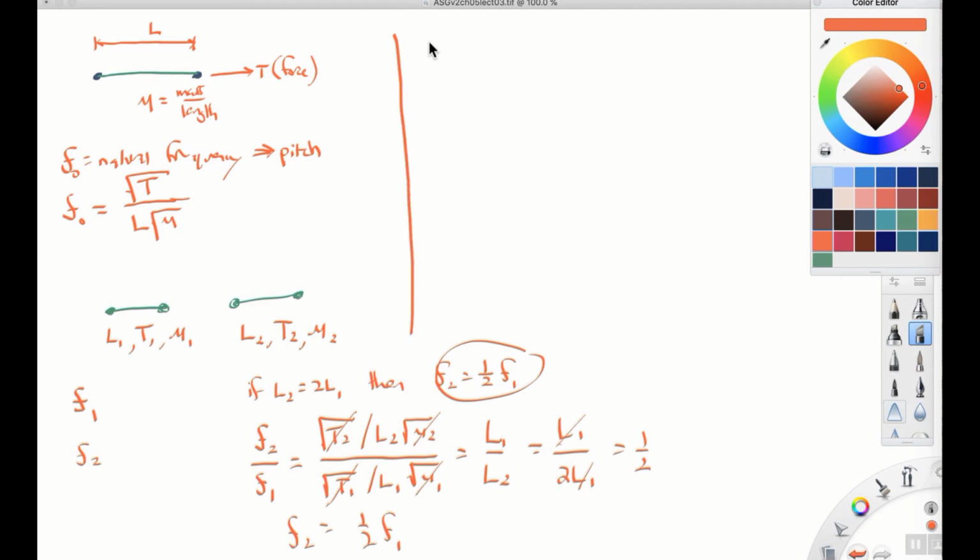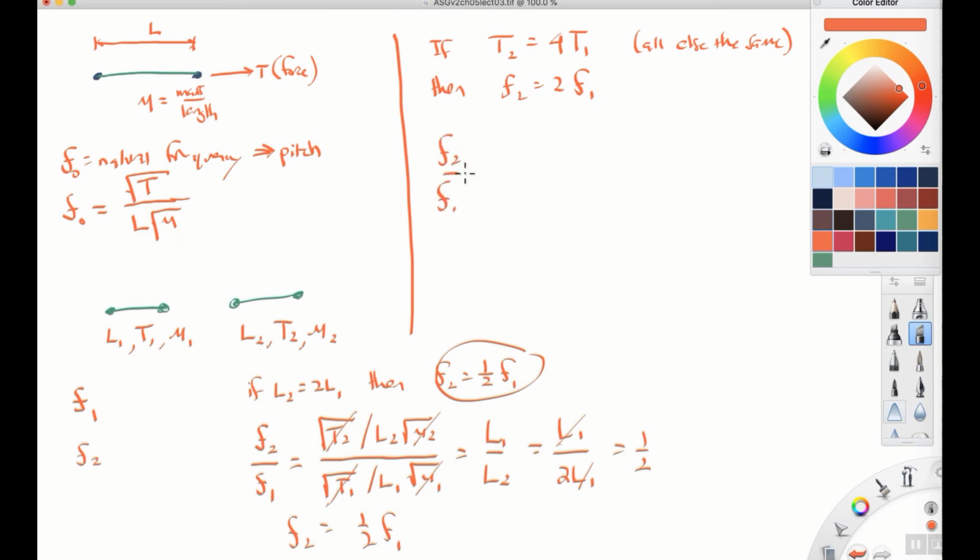He says if, for example, the tension 2 is equal to 4 times tension 1, all else remaining the same, what would be the ratio of the frequencies? Well, once again, let's use this formula and see if we find, as he says, that the frequency of string 2 should be twice the frequency of string 1. That is, it will go up by an octave if you quadruple the tension. Does this work using this formula?